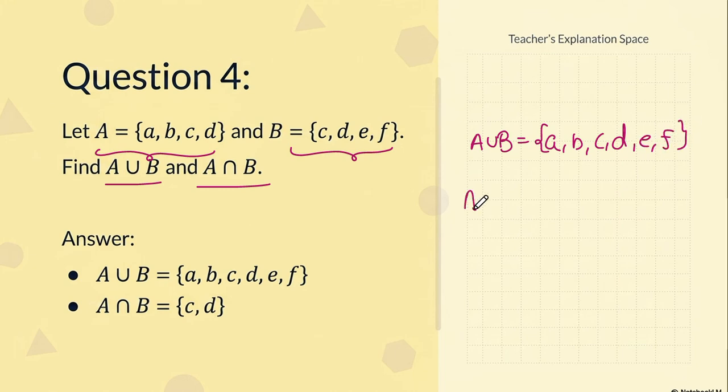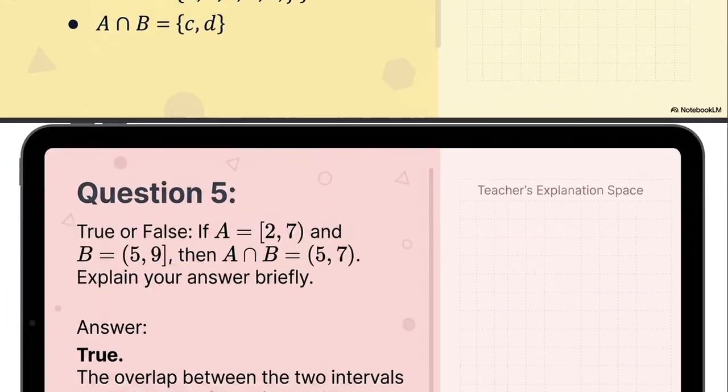Now the second thing is A intersection B. Intersection means only the common elements. So which are the common elements in both sets? C and D. Here also C and D. So C and D are common in both sets. So we'll write A intersection B as C, comma, D. So this is A intersection B, and this is the union. Look at the next question.